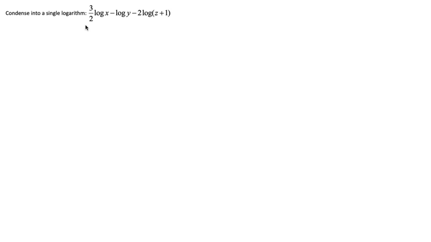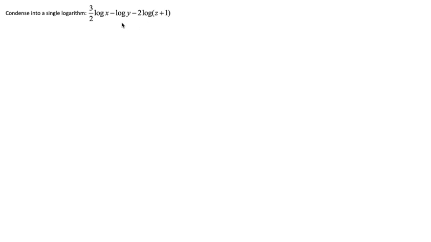Condense into a single logarithm: 3/2 of log x minus log y minus 2 times the log of z plus 1. So what does it mean to condense into a single log? Well, if you take a quick look here, we see that this expression has 3 logs in it. We want to combine these into an expression with only 1 log in it. Okay, how do we do so?